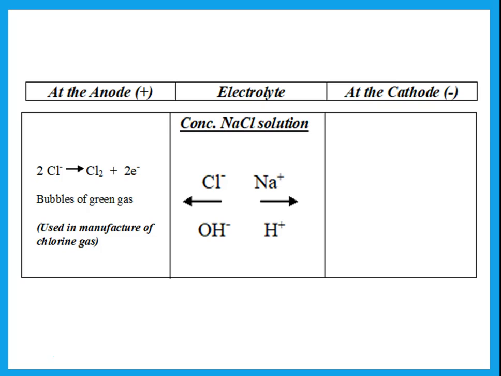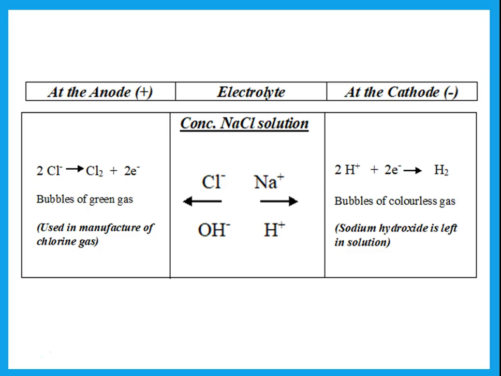Remember that when we were doing molten sodium chloride, it was the sodium that reacted because there was no other choice. It was only sodium ions that we had, so it had to take up electrons and become sodium. But if there is something else like H plus that can take up the electrons, then it is the H plus that will react, take up electrons, become hydrogen, and give bubbles of colorless gas. And that means in the electrolyte, the chloride has reacted, the H plus has reacted, and we're left with Na plus and OH minus in solution. So sodium hydroxide would be left in solution, and that means if I have some sort of indicator, it will show that the solution has become basic. Okay?